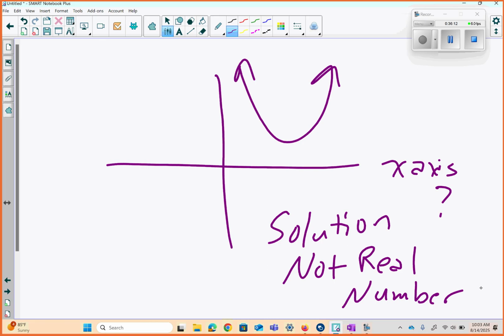Does anyone want to know where the concept of zero came from? Anyone want to know what country it came from? What do you think? Anyone have an idea? Give it a shot. It came from the ancient Mayans, from South and Central America. The whole concept of zero.